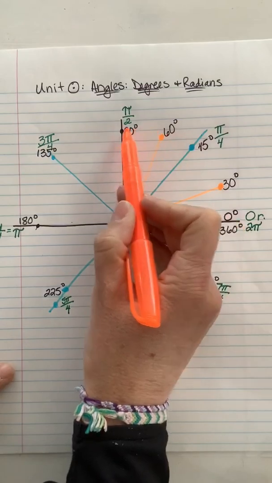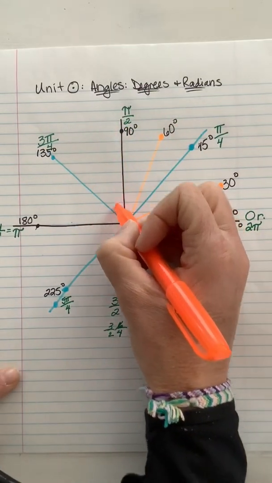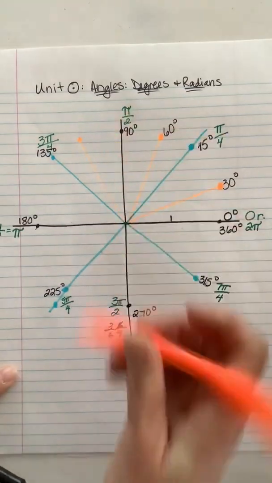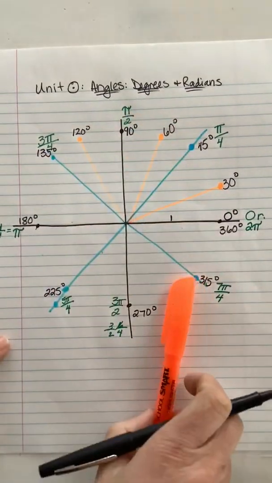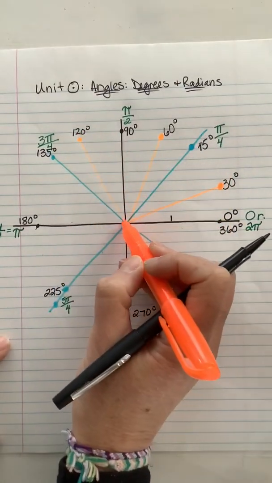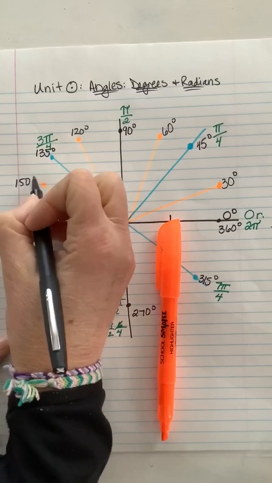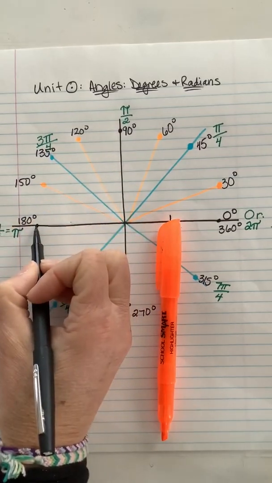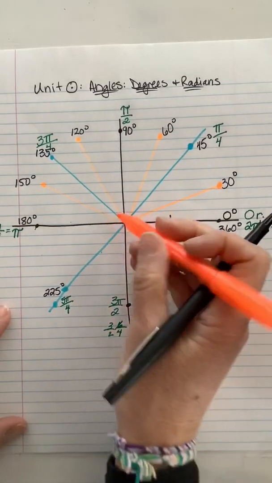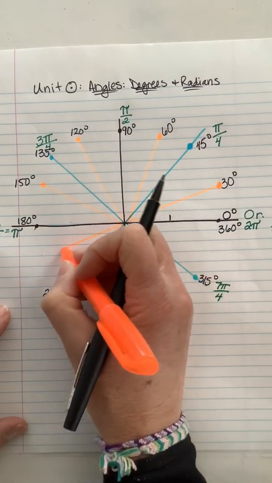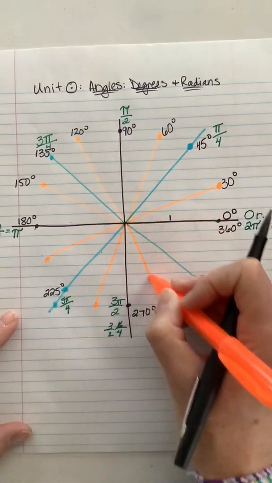Okay, 60 and another 30. Well, that's a 90. Okay, what's 90 plus another 30? 90 and another 30. Well, there's your 120. Okay, 120 and another 30. There's your 150. And 150, well, there's your 180. Okay, so now we have all these 30s up here. Okay, I'm going to do the same thing down here. I've got 30 more, 30 more, 30 more.